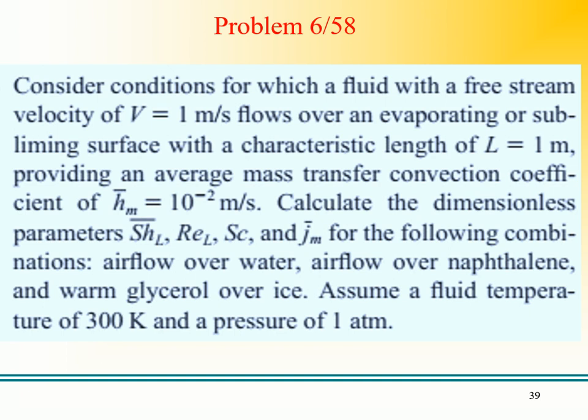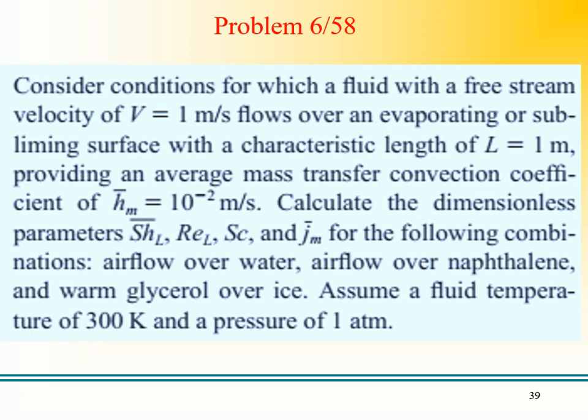Let's go to problem 6-58. Consider conditions for which a fluid with a free stream velocity of 1 meter per second flows over an evaporating or sublimating surface with a characteristic length of 1 meter, providing an average mass transfer coefficient of h bar M equal to 10 to the minus 2 meter per second. Calculate the dimensionless parameters, the Sherwood number, Reynolds number, Schmidt number, and the mass component factor for the following combinations: airflow over water, airflow over naphthalene, and warm glycerol over ice. Assume a fluid temperature of 300 Kelvin and a pressure of 1 atmosphere.